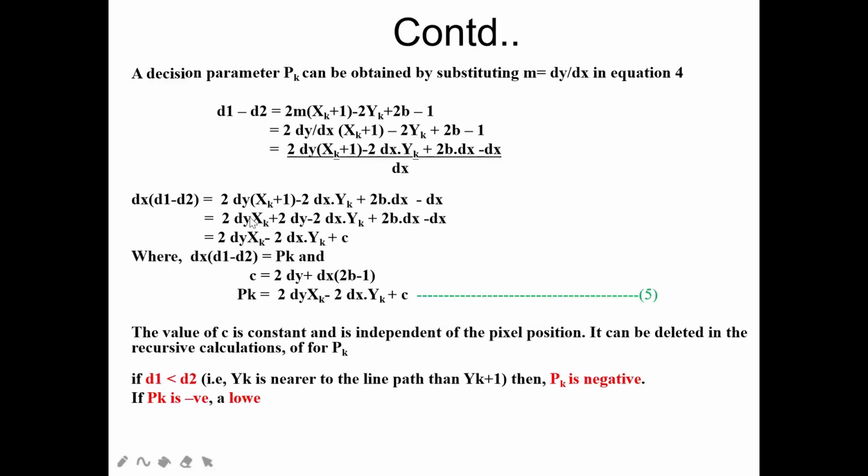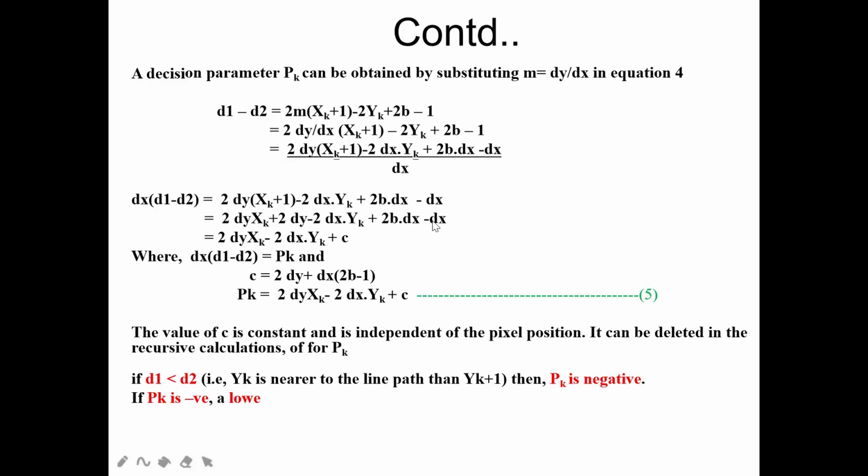Now we are going to change the value. I will just open this bracket. So 2 dy into xk plus 2 dy. I have written it here, I have opened it, you can see. Next, minus 2 dx into yk. Then plus 2b dot dx and minus dx. Whatever was there, let it be like that.